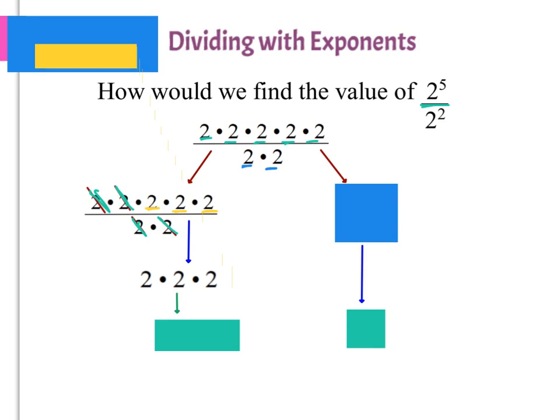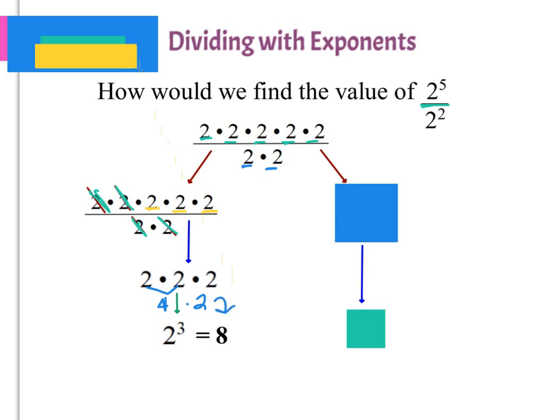When I simplify that and write that in exponential form, so a number, the base, with the exponent, I get 2 to the 3rd, and 2 to the 3rd is 8. 2 times 2 is 4, and 4 times 2 is 8.